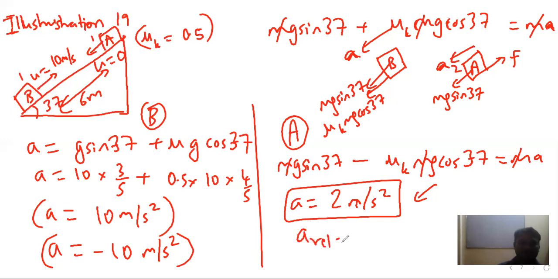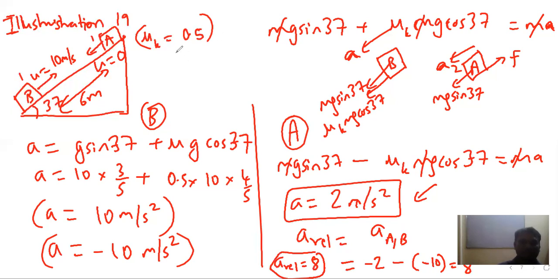So relative acceleration, in this case, acceleration of A with respect to B. This comes out to be acceleration of A minus acceleration of B. Acceleration of A is 2 in the downward direction, so minus 2. Minus acceleration of B, which is minus 10. So our acceleration in this case will come out to be 8 meter per second square. So relative acceleration comes out to be 8 meter per second square.